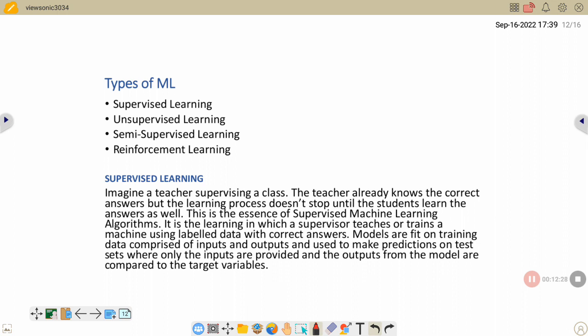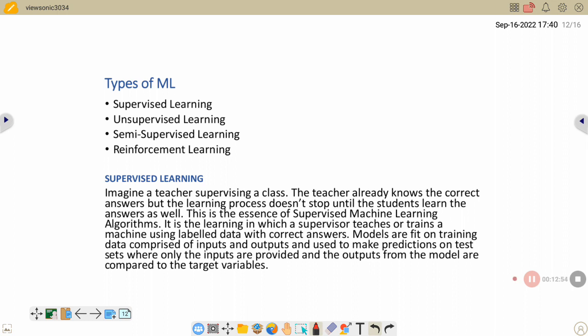Coming to the different types of ML, we have supervised learning, unsupervised learning, semi-supervised learning, and reinforcement learning. Today we are talking about supervised learning. So what does the term supervisor mean? Obviously, a supervisor means a teacher kind of person, right, who is always supervising you.